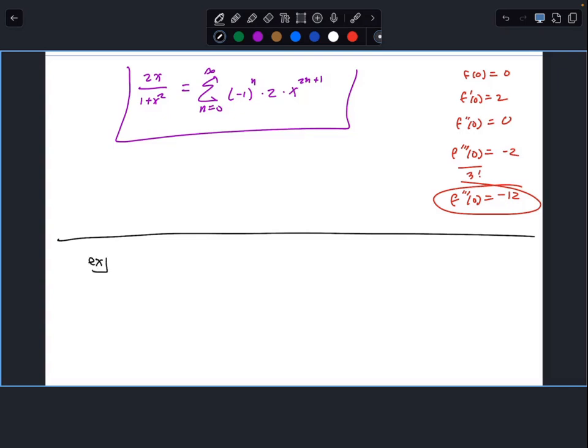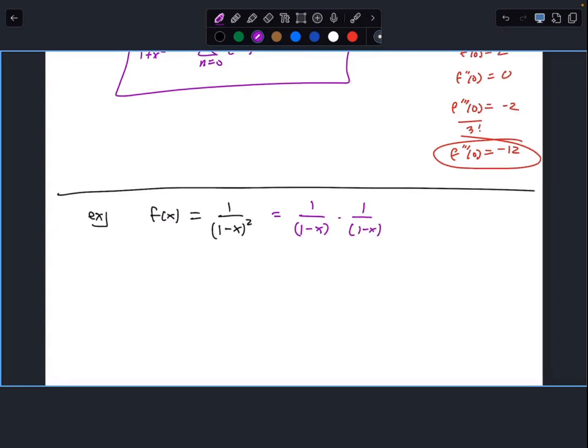I'm going to show you this problem in another way. Let's look at f of x equals 1 over 1 minus x squared. I know some of you know where this might be leading and how you might approach this problem, but I'm going to show you a non-efficient way of doing this one that works as well. This is the same thing as 1 over 1 minus x times 1 over 1 minus x. And we know what 1 over 1 minus x is. We just want to expand this out to find the first 4 terms.